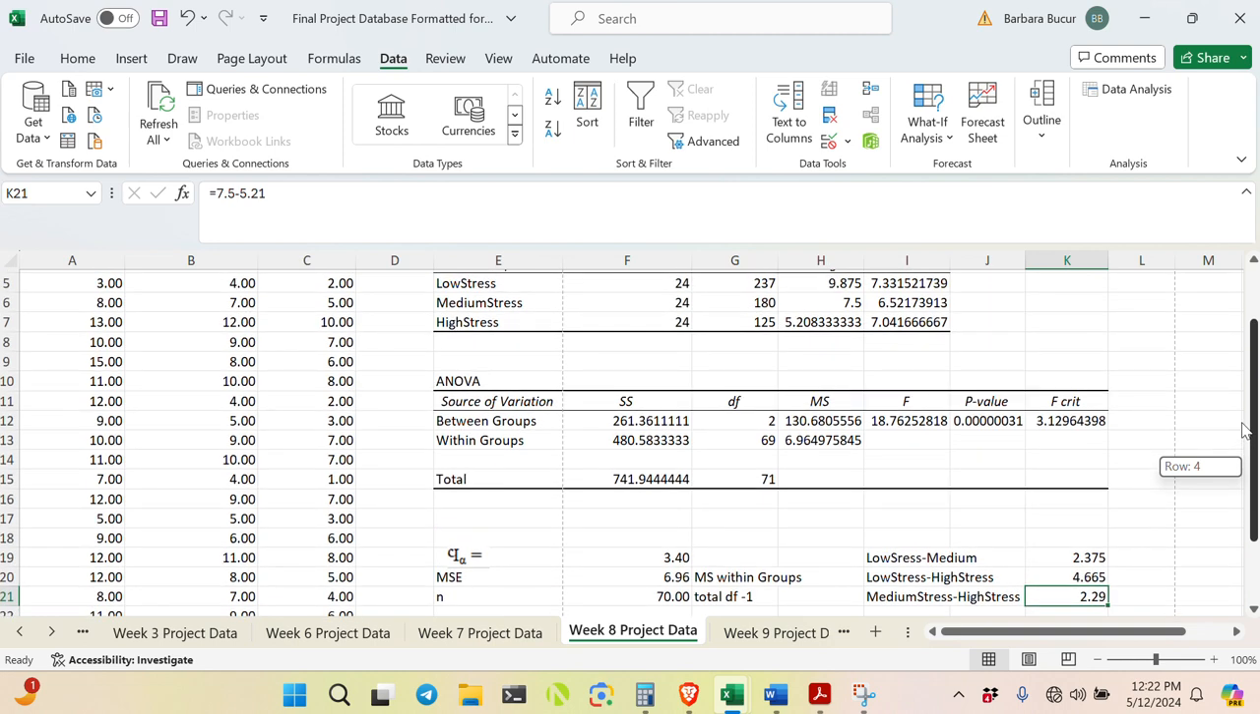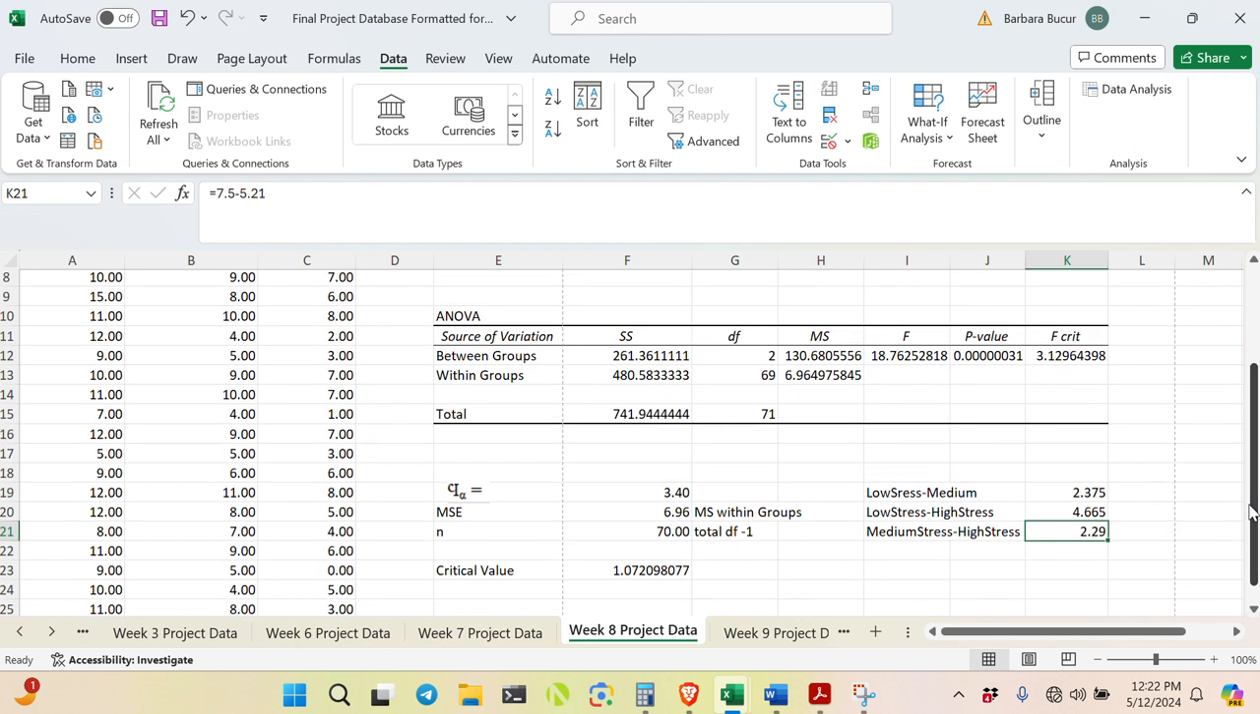Okay, and I'm just double checking. So then what we do now, so you have the difference. And so these could actually be negative numbers. They're not, but if they were negative numbers, what you would want to do is just look at the absolute value. So you would ignore the negative sign if they were negative numbers, but they're not. So what we want to look at is these mean differences compared to the critical value.